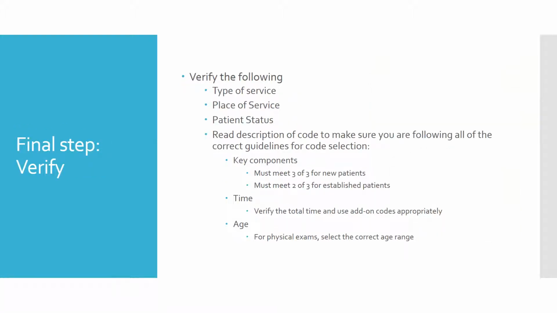The final step is to verify the type of service, the place of service, the patient status, and make sure you read the description of the code carefully to make sure you are following all guidelines. If it was the key components, did you meet the guidelines for new patient versus an established patient? If it's time, make sure you verify the total time and use add-on codes appropriately. If it's for a physical exam, these are based on age.